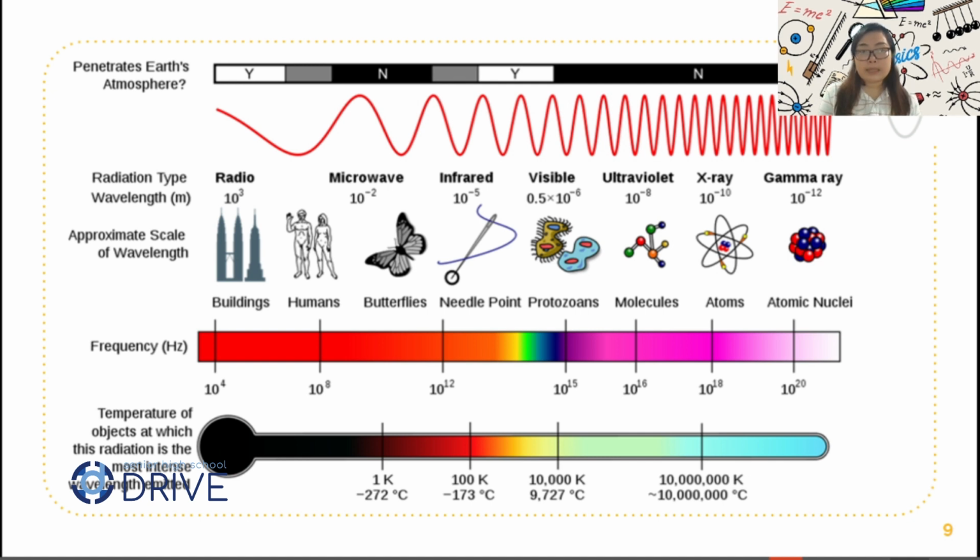Especially you have your X-rays and your gamma rays, which are highly energized wavelengths that can cause damage to, for example, humans, whenever an atom would undergo radioactivity or would release energy.